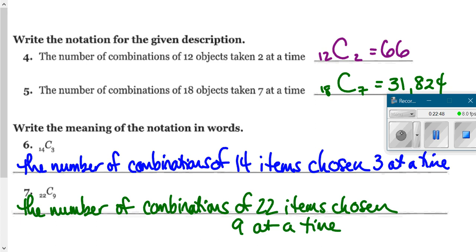Okay, so in closing, you can see what your answers should be. These were all based on combinations. So 66, 31,824, and then 6 and 7. If you struggle to put that into writing, the sentence that I used is actually the same sentence for each of these. It's the number of combinations of blank things chosen blank things at a time, right? The subgroup is the smaller number, and the larger number is the group that you are selecting from.